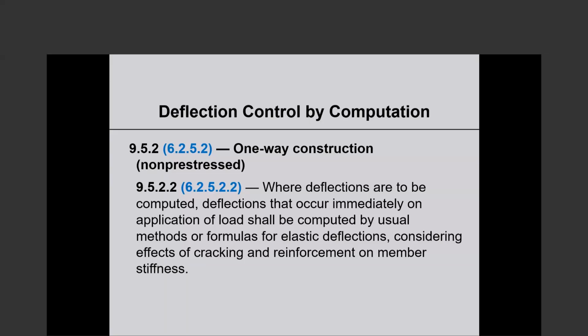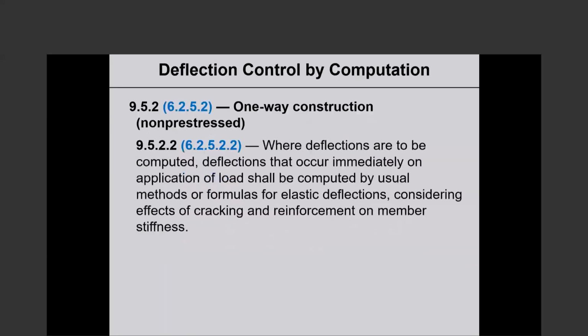Anyway, so where deflections are to be computed, deflections that occur immediately on application of load shall be computed by usual methods or formulas for elastic deflections, considering effects of cracking and reinforcement on member stiffness. So remember from yesterday's discussion, there is immediate deflection and then there is long-term deflection due to creep, shrinkage and so forth. So we have to calculate both parts. Immediate deflection will be calculated by elastic analysis, and that involves stiffness assumptions. Okay? And we are being told that you shall consider cracking and reinforcement.